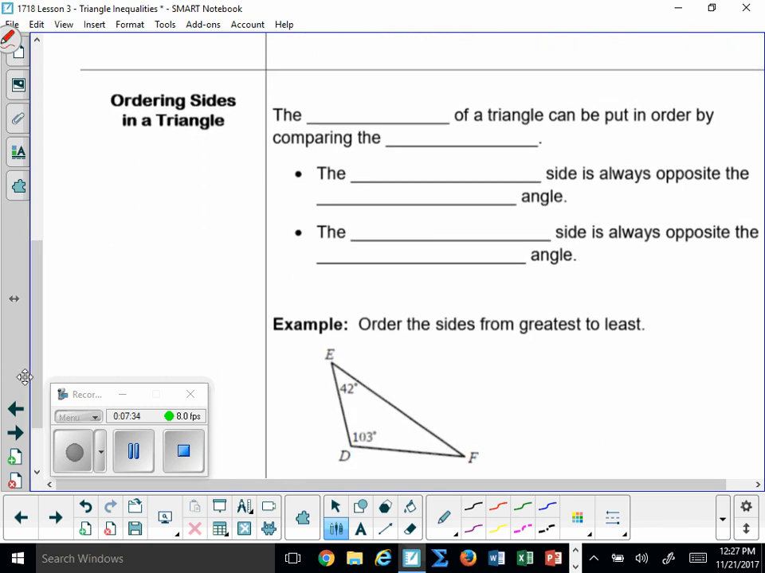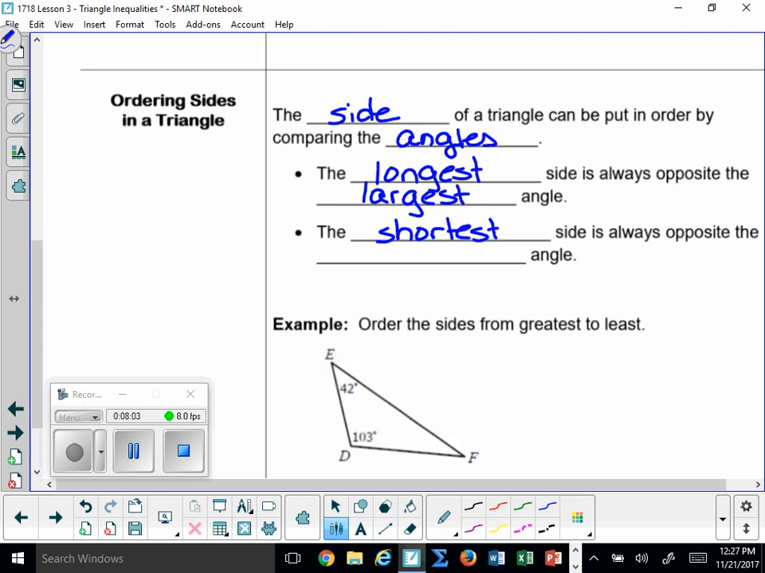Now let's order the sides, and it works the same way with this exact same hand trick to help us remember it. The sides of a triangle can be put in order by comparing the angles. So the longest side is opposite the largest angle, and the smallest side or shortest side is opposite the smallest angle.